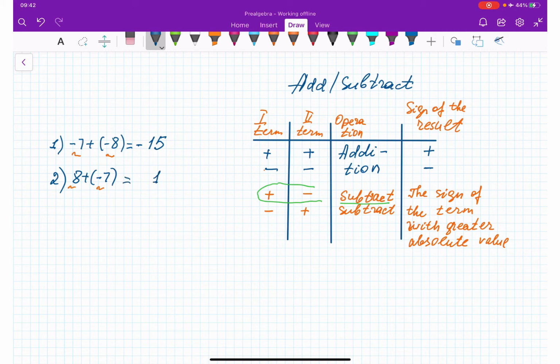And again, I'm not in a hurry to write down the sign. Reading here, the sign of the term with greater absolute value. The absolute value of 8 is 8. The absolute value of negative 7 is 7. So 8 is bigger than 7, and 8 has a positive sign. So the sign of the output is going to be positive. Okay? Oops. It's easier to write down again. Okay.